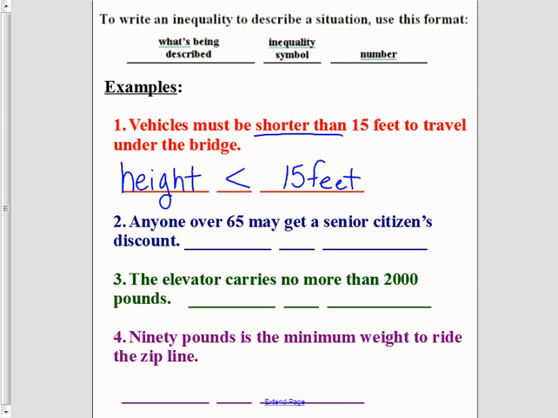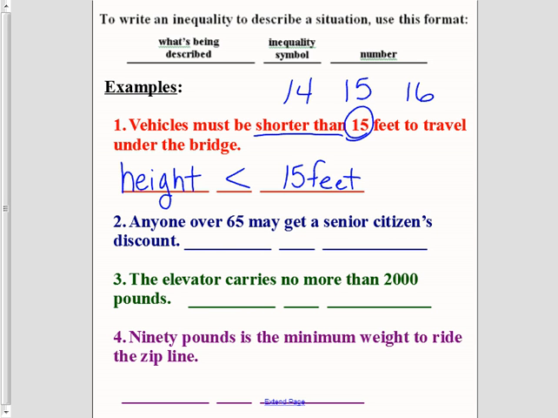What might help you is to think about some numbers that are around 15 feet and think, can the vehicle be 14 feet tall? Can it be 15 feet tall? Can it be 16 feet tall? So think of one number that's less than, one number that's greater than, and the number itself. So could a 14-foot vehicle fit through? Yes, it could, because it's shorter than 15 feet. Can a 15-foot vehicle fit through? No, because it's not shorter than 15 feet. Could a 16-foot vehicle fit through? No, because it's not shorter than 15 feet.